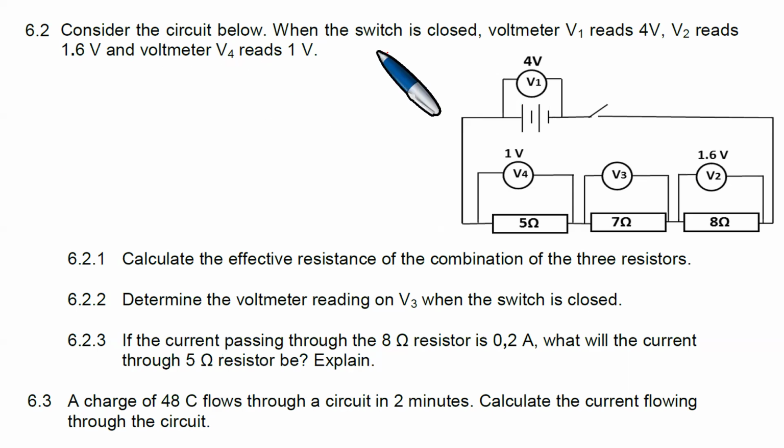Consider the circuit below when the switch is closed. Voltmeter V1 reads 4 volts, V2 reads 1.6 volts, and V4 reads 1 volt. Calculate the effective resistance of the combination of the three resistors. Question 6.2.1.